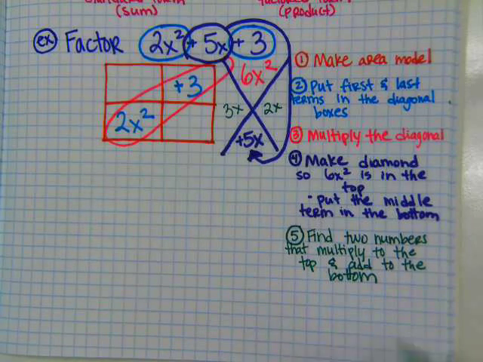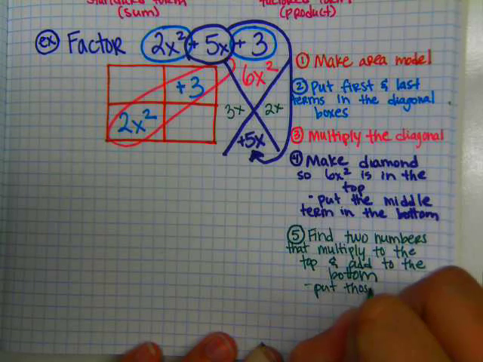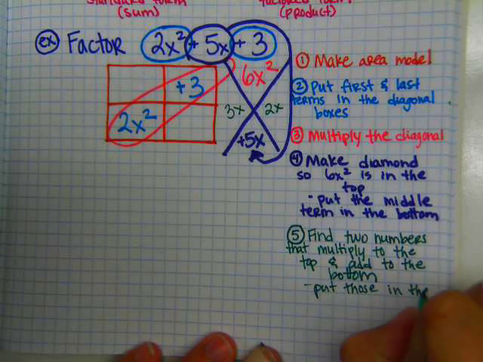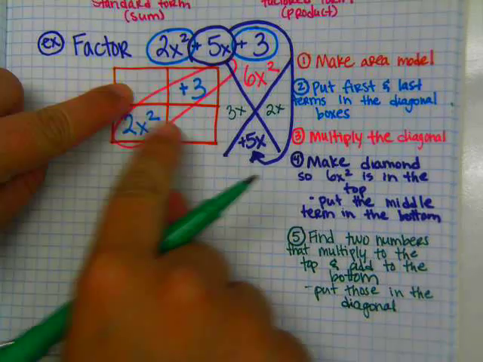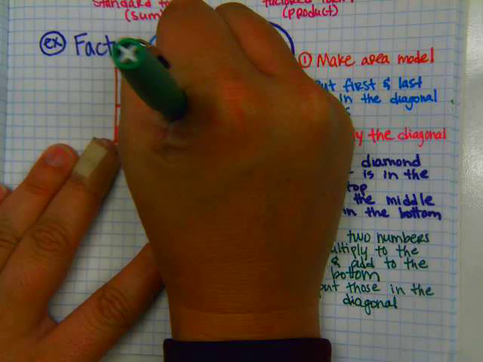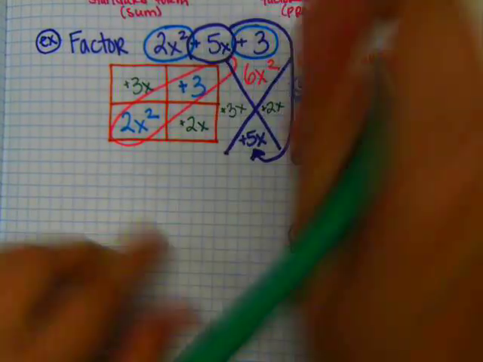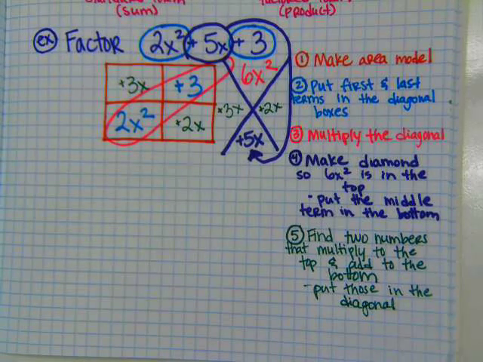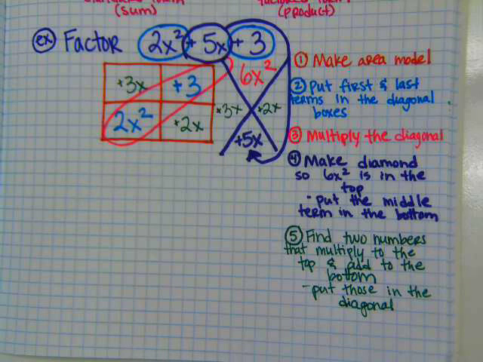Okay, and then you're going to put those in the other diagonal. So now the 3x and the 2x are going to go here and here, and you'll notice I did put pluses. You can absolutely put pluses here to remind yourself that they're both positive. You could write 2x and 3x, 3x and 2x. It does not matter the order. You'll get the same answer.